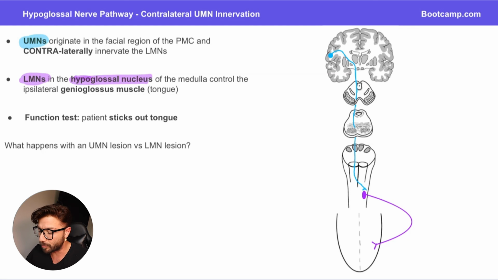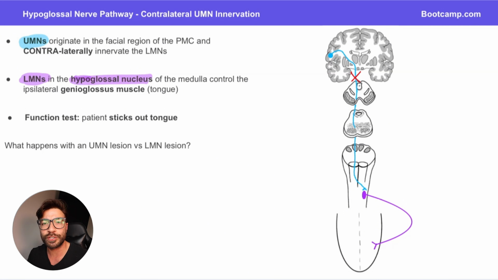So we have our upper motor neuron coming down our pathway, and then once it reaches the level of the hypoglossal nerve nucleus, it's going to cross over and it's going to innervate the contralateral lower motor neuron. This lower motor neuron is then going to go and innervate the ipsilateral genioglossus muscle. So what happens when we have damage to this pathway? Let's say we have an upper motor neuron lesion here. Well, the contralateral side of the tongue is going to be damaged.